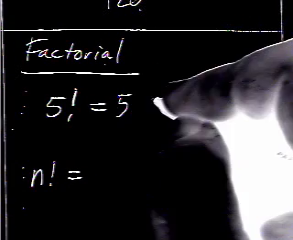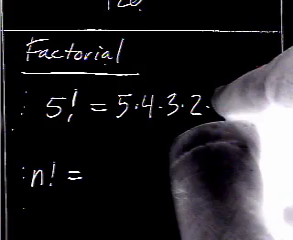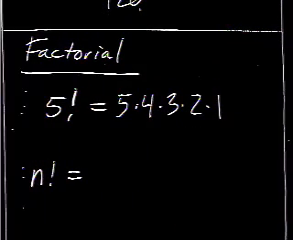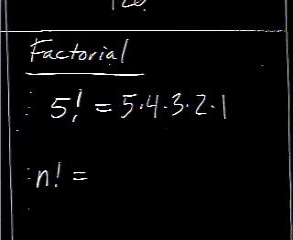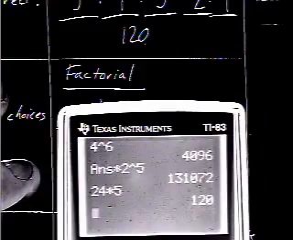5 factorial means I start with the number 5, and I want the product of that times each of the integers below that, all the way down to 1, which is exactly the same thing we just did. So 5 factorial, if you've got your calculator, hopefully you got it handy somewhere.